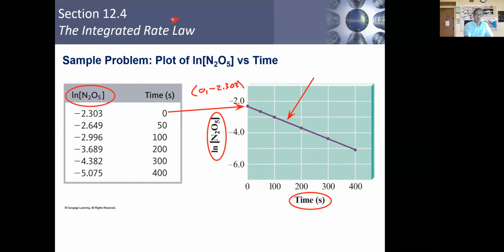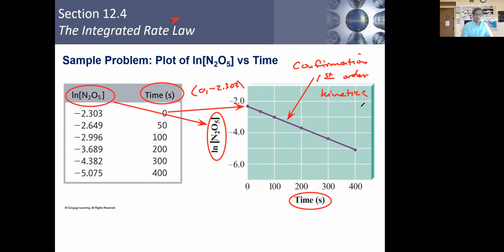And what we do with that is we plot it along the y-axis. There they are. And then with time, we plotted it along the x-axis. So we do that, we put it in the plot, and this straight line here is confirmation of a first order reaction. This is first order kinetics.